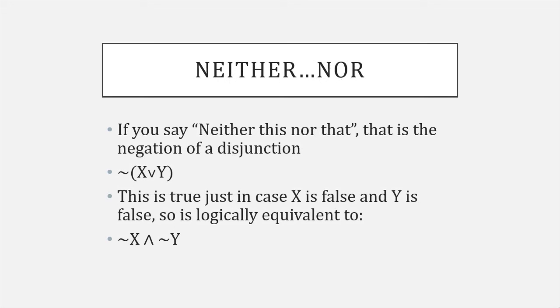And neither nor. If you say neither this nor that, that's the negation of a disjunction. And by a rule that we'll learn later called De Morgan's, this is logically equivalent to not x and not y. But it's enough for you to know right now that those two are equally good ways of representing the same thought, neither nor.